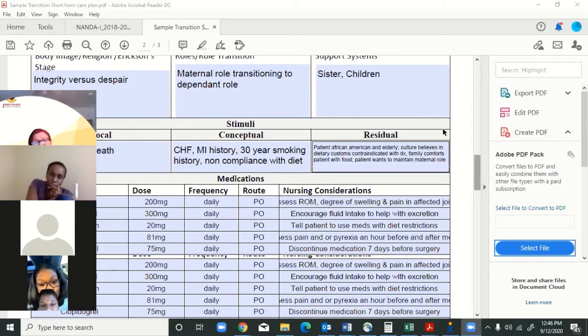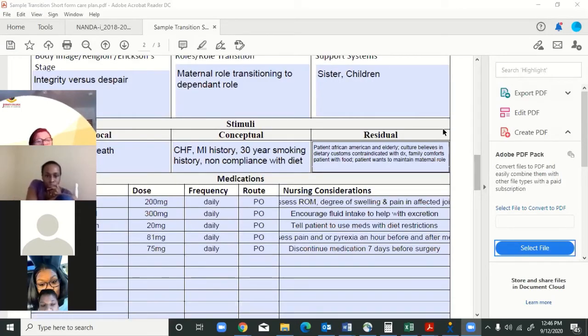All right, so then down here, you want all these filled out. Whatever the medications they're on, the dose, the frequency, and the route. And then what are nursing considerations that we need to think about? So I would really go into my drug guide. My favorite drug guide is Davis.